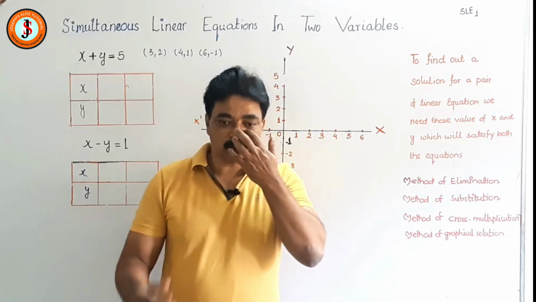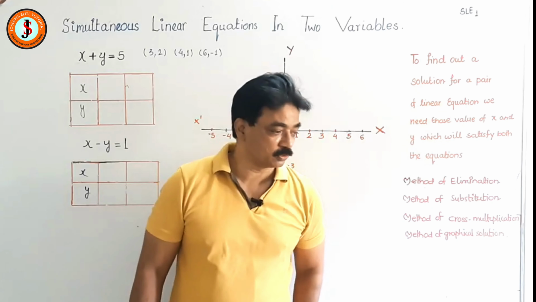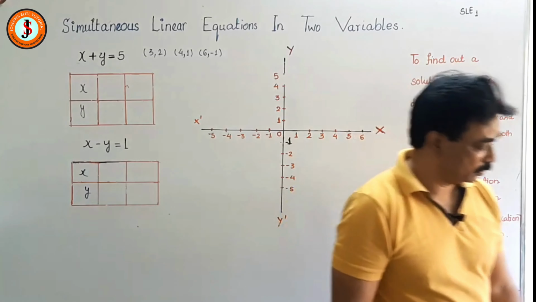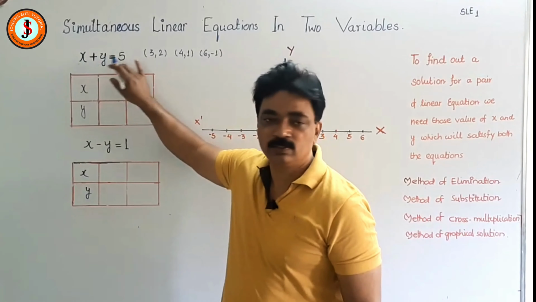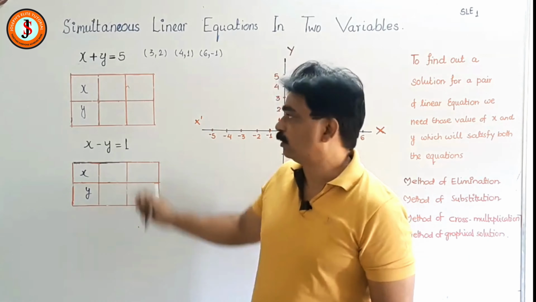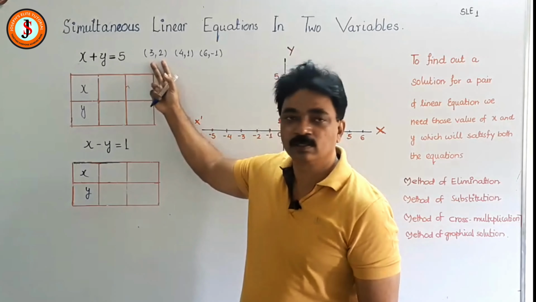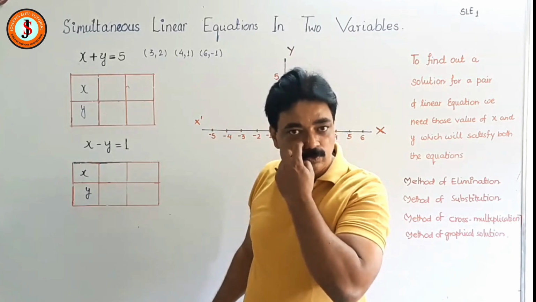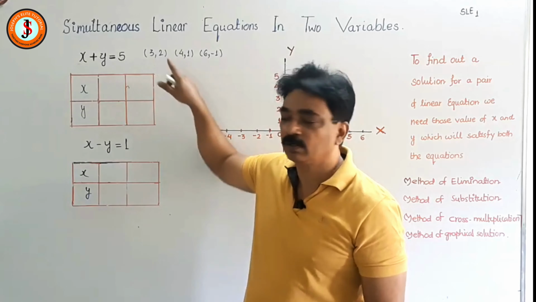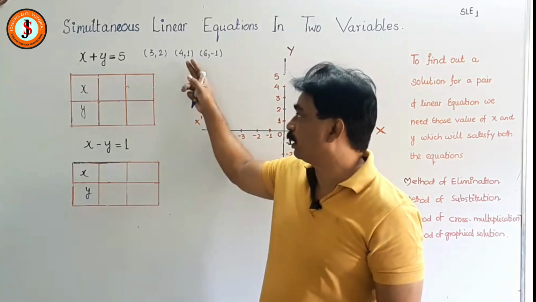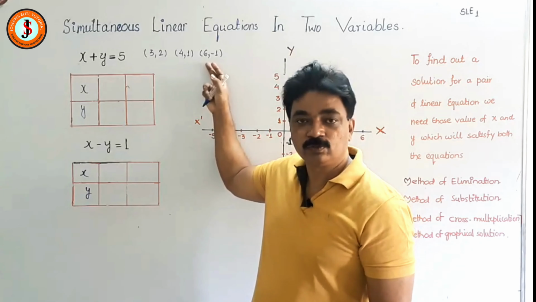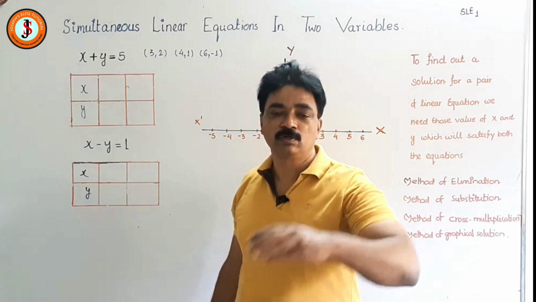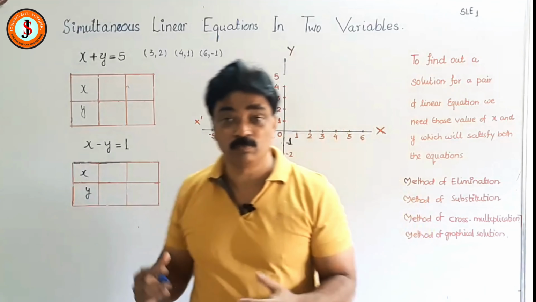Then there can be many combinations possible, and we can frame an equation called x plus y is equal to 5. X plus y is equal to 5 means we can have x is equal to 3 and y is equal to 2, or we can have x is equal to 4 and y is equal to 1. We can have x is equal to 6 and y is equal to -1. So there are thousands of such combinations possible.